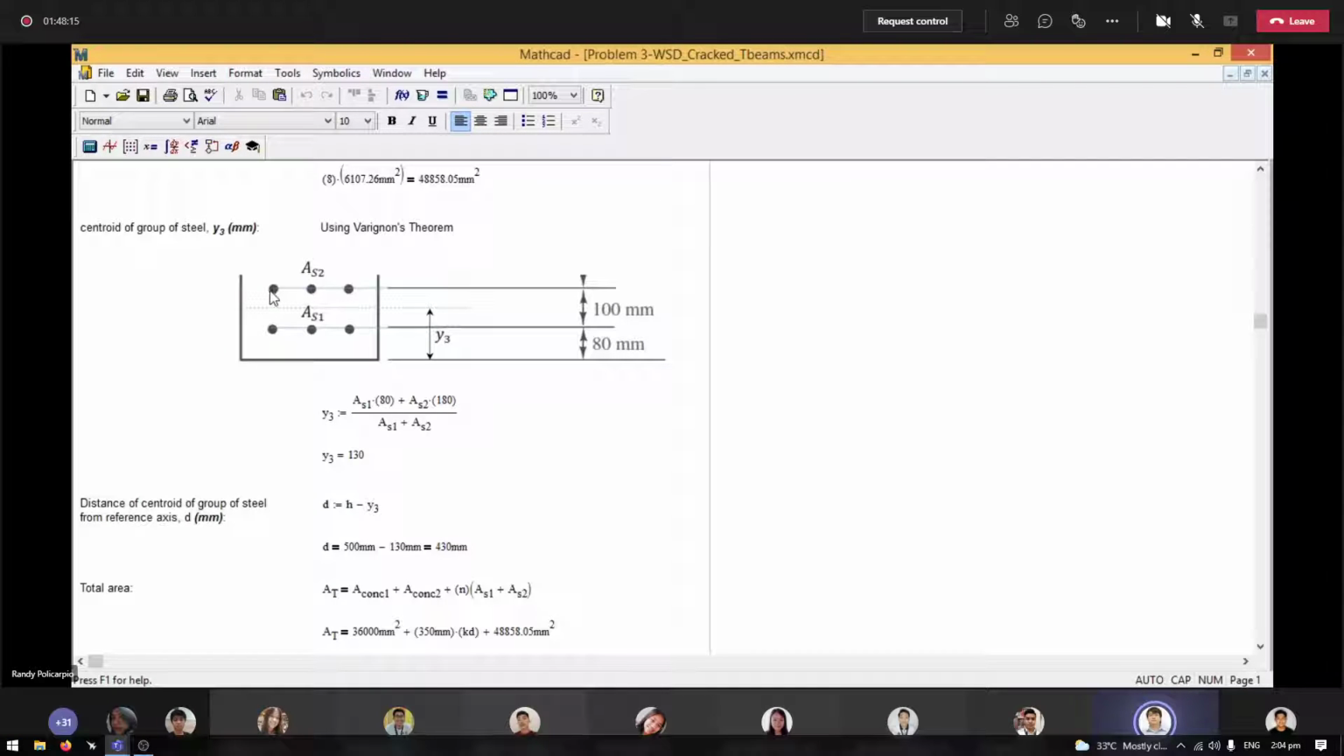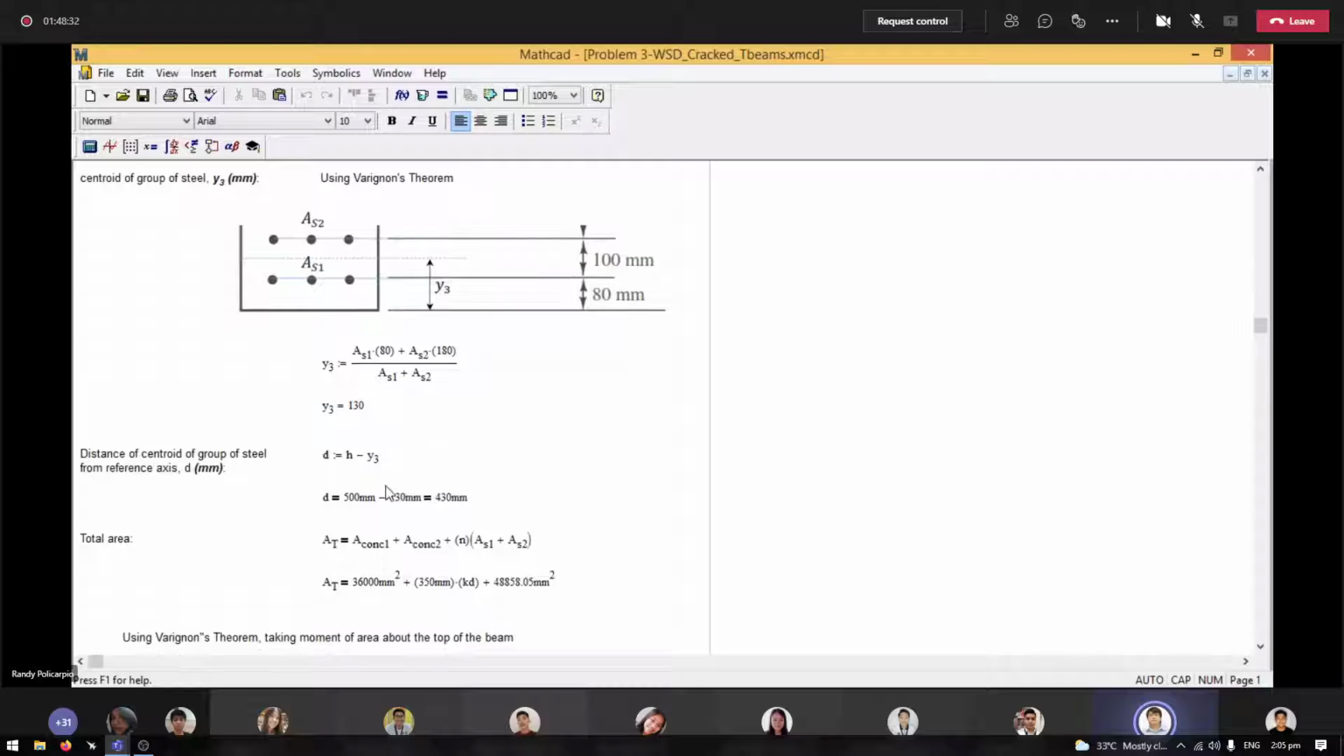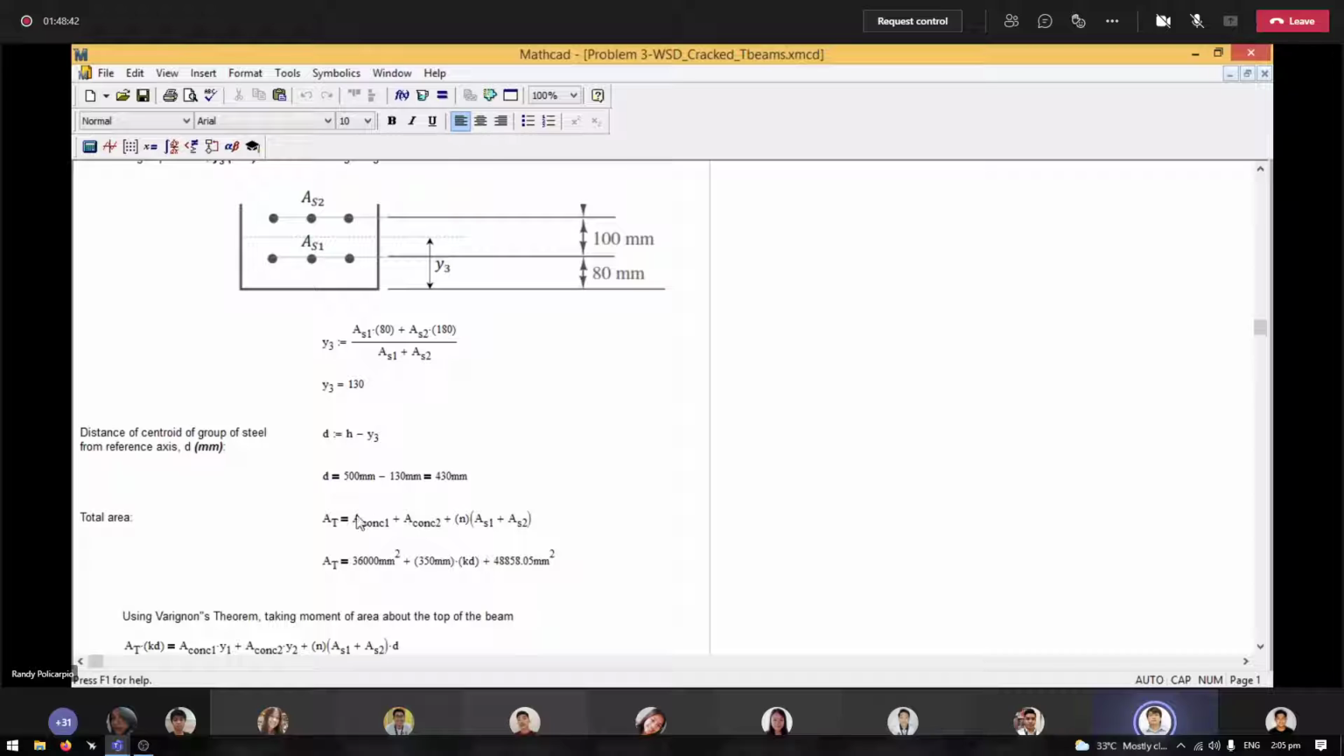So ang gagawin natin, i-moment natin. So we make use of Varignon's theorem. Minoment natin itong dalawang layer ng bar with respect to the bottom. So ang result ay 130. So therefore, the distance of the group of steel with respect to the top is what? d equal to h minus y3. So d now is 430.